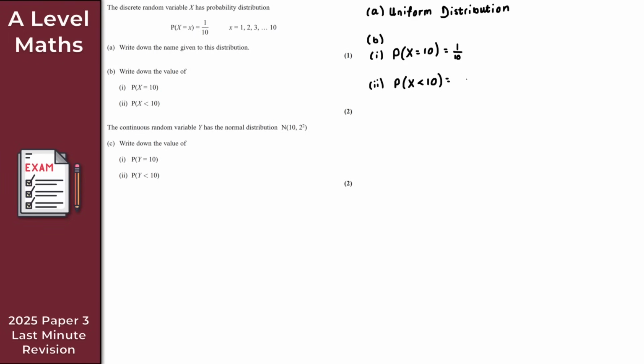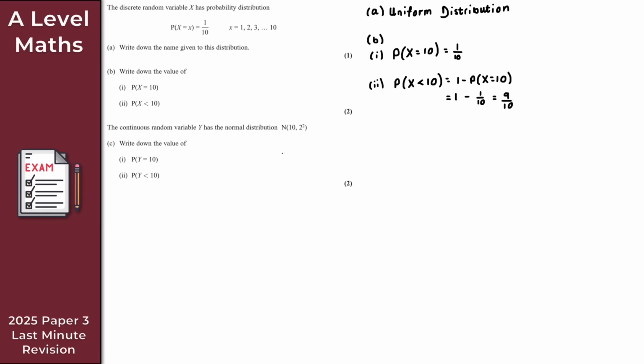So it's going to be 1 minus the probability that x is equal to 10, which, as we've just evaluated, is 1 over 10. So we get 1 minus 1 over 10, which is equal to 9 over 10. Perfect. Hopefully, nice and easy.